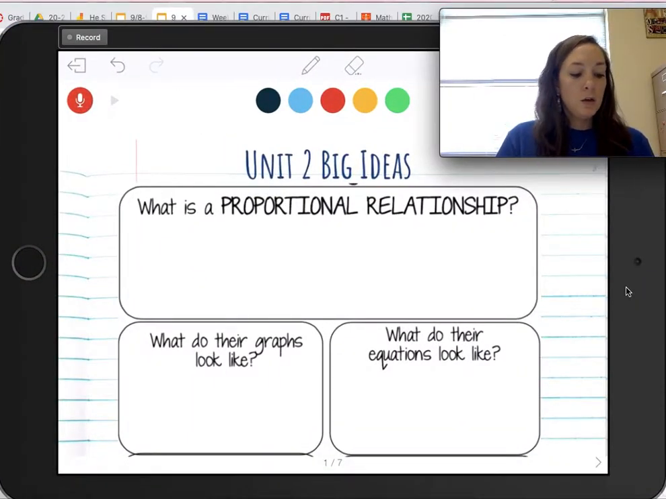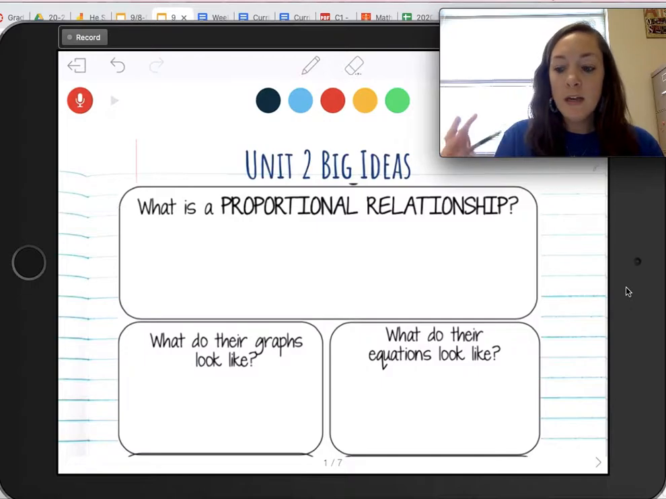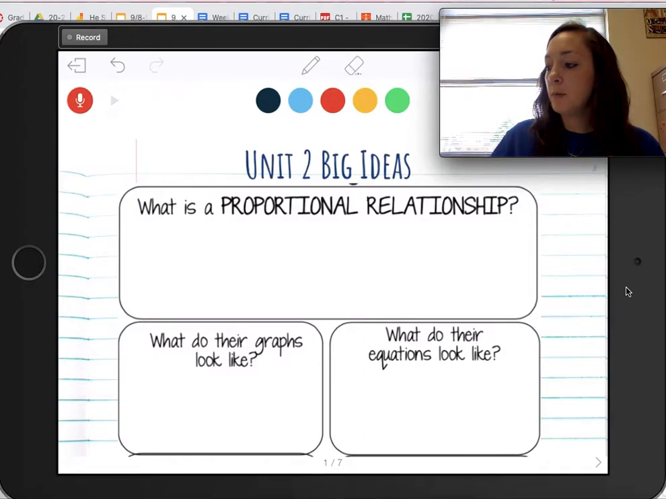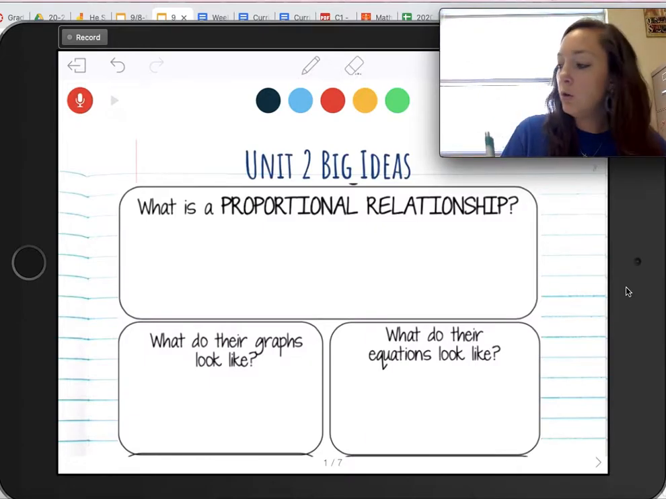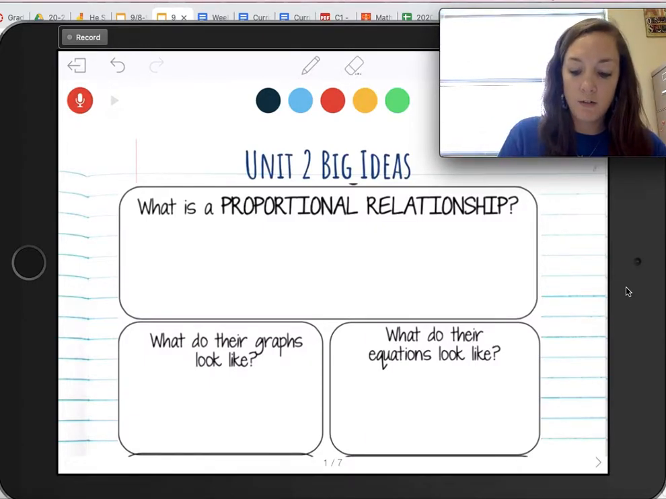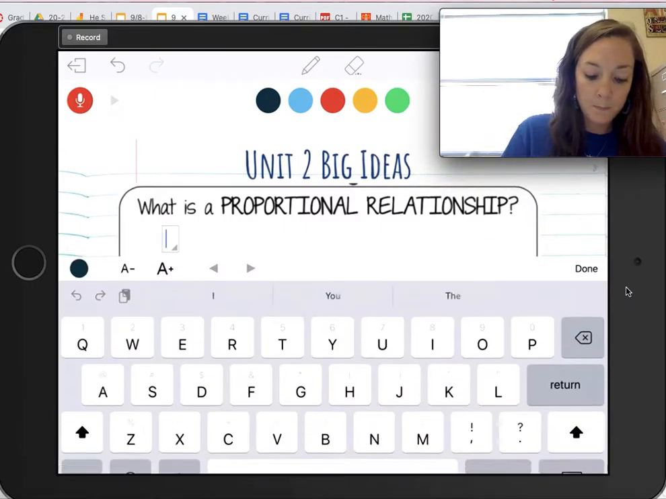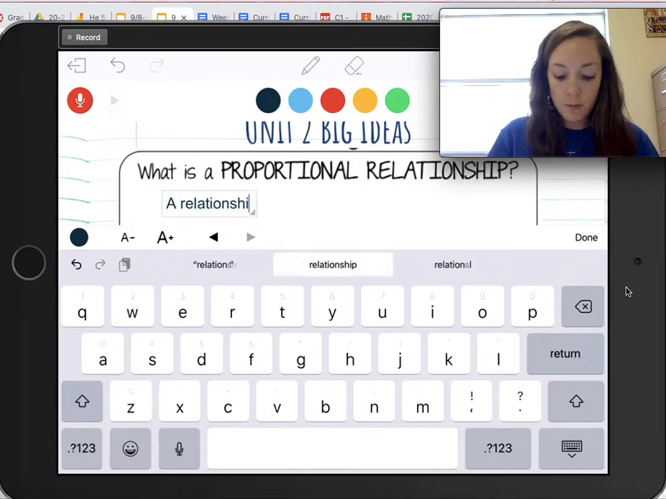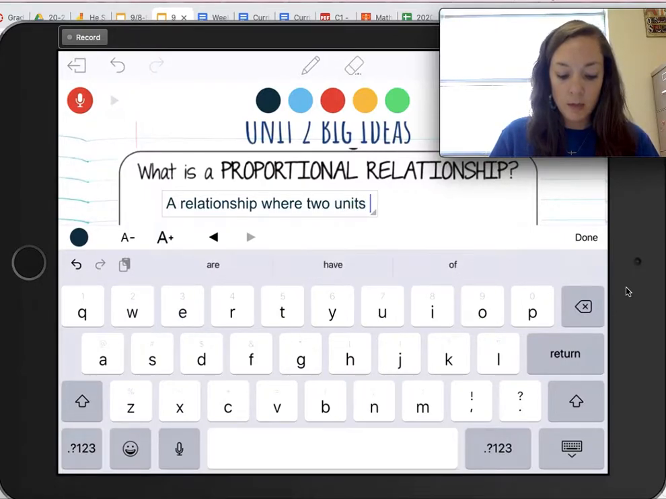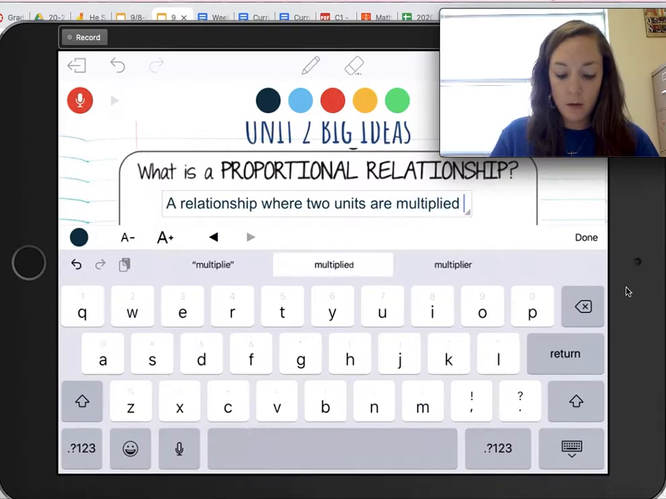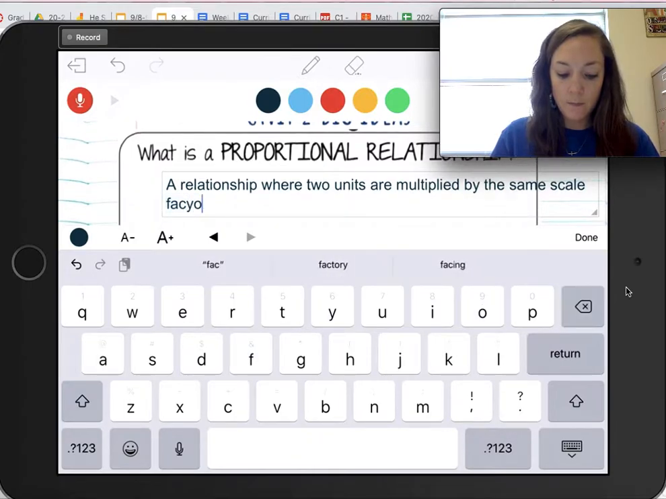Okay, the first thing we need to make sure we know, what is a proportional relationship? And we said a proportional relationship is going to be a relationship where two quantities are multiplied by the same scale factor. So let's add that in. So a relationship where two units, is what I'm going to say, are multiplied by the same scale factor. Okay? If I could spell right.